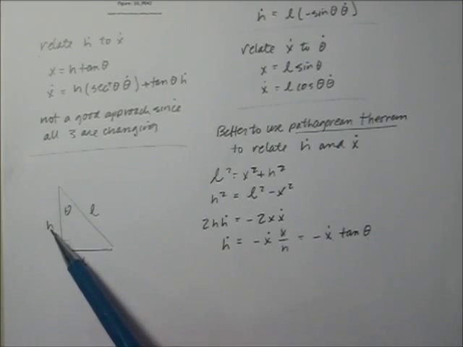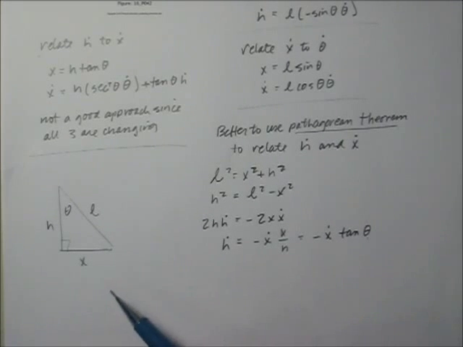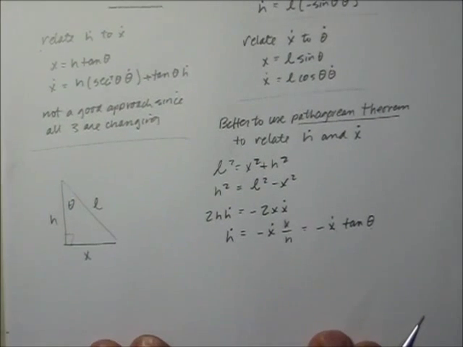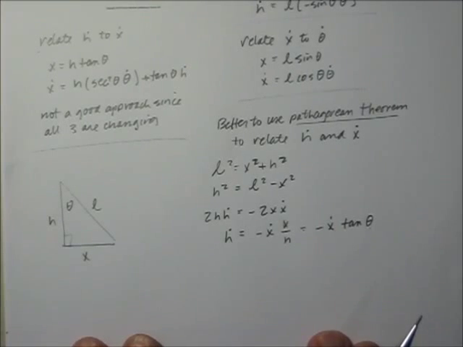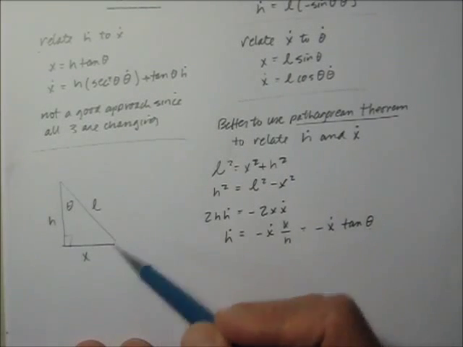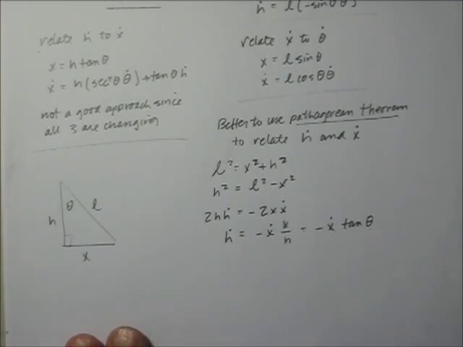Now we can say that for any angle of theta, we can define what x dot and h dot are. So anyway, this might be a better approach for doing something like that, where we're more interested in how the height and the x distance are related to each other than our interest in the angle.